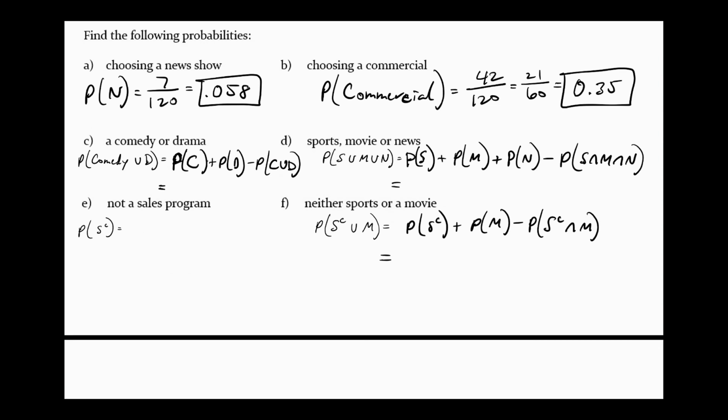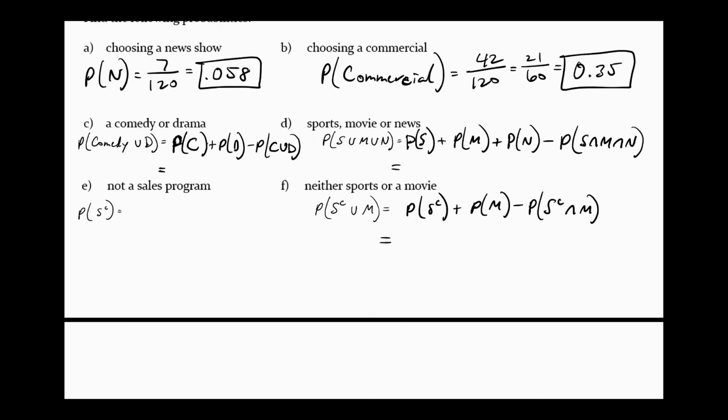I did the first two. Probability of a new show. There's 7 new shows, 120 stations total. So the probability that you randomly select a new show, there you go. Probability of a commercial. There's 42 commercials currently on at 8 o'clock. So 42 out of 120, 0.35, about a 35% chance if you randomly turn it on. Like Netflix now has a random button, so you can hit it and it randomly gives you something to watch. That's the kind of idea.